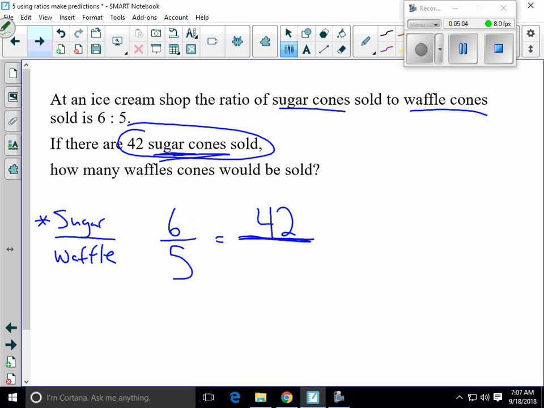So how do I turn a 6 into a 42? What am I going to multiply by this time? If you have to write out your 6 times tables on the side, go ahead. Should be 6 times 7. So 5 times 7 is 35. So 35 waffle cones would be sold.